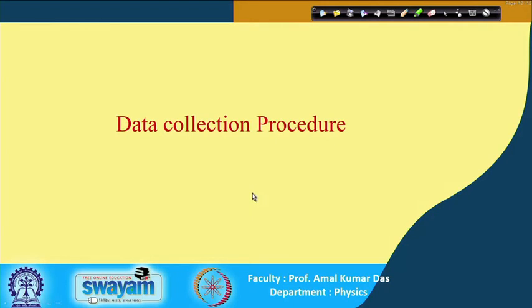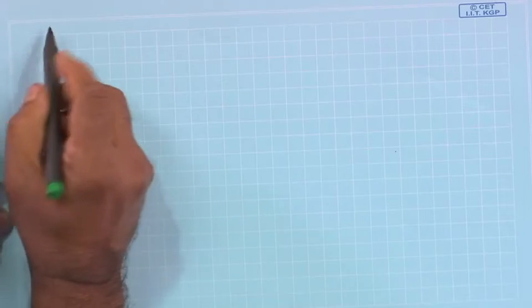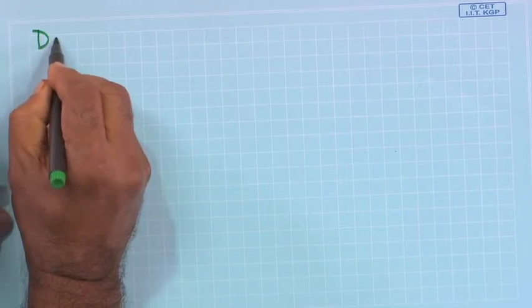Okay. So, let me tell you about the data collection procedure. When you are going to the lab, you have to basically collect data, right. So, let me discuss this data collection procedure.